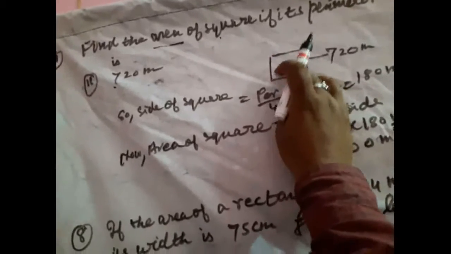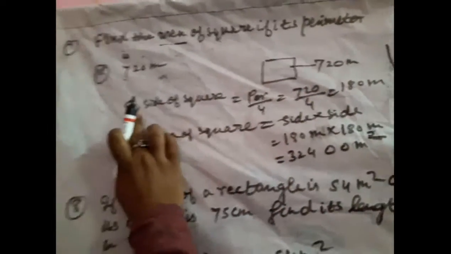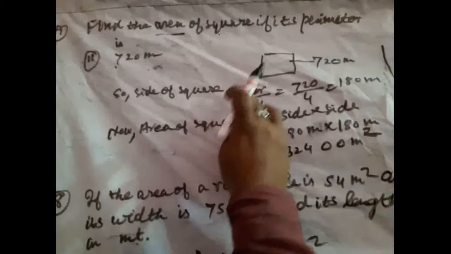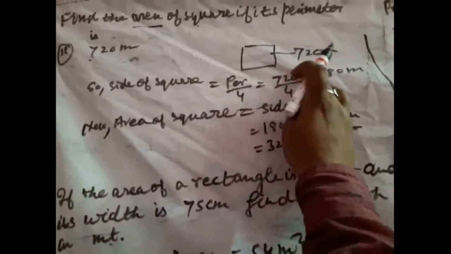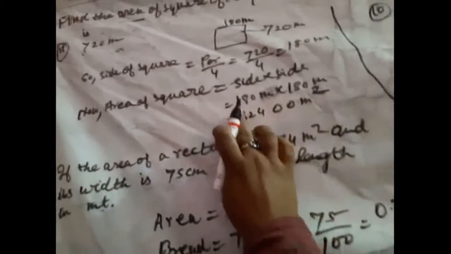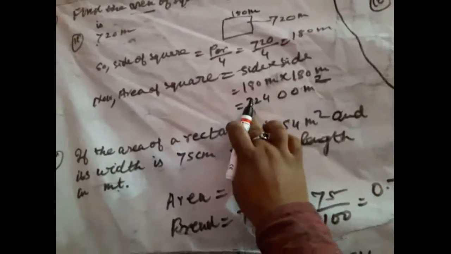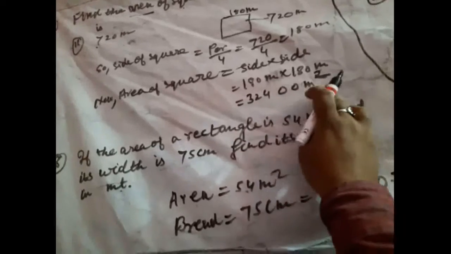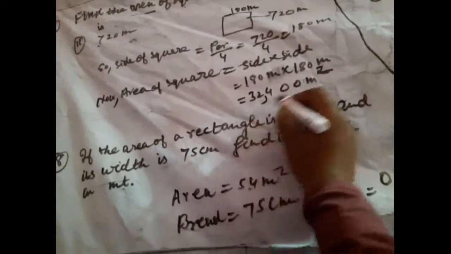So first of all we find the side of this square. So side of square is equal to formula perimeter upon 4 is equal to 720 upon 4 is equal to 180 meter. It means the side of this square is 180 meter. Now area of square is equal to formula side into side. 180 meter into 180 meter is equal to 32,400 meter square. 32,400 meter square is the area of this square.